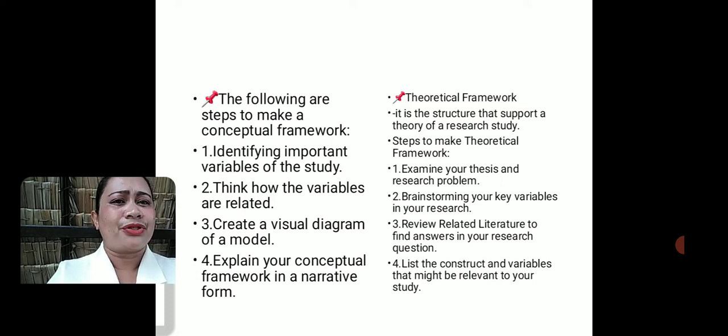Third, create a visual diagram of a model. We should create a diagram that relates or connects the variables we are going to study. Fourth, explain your conceptual framework in a narrative form. After doing all this, we should explain the concepts of the framework we made.